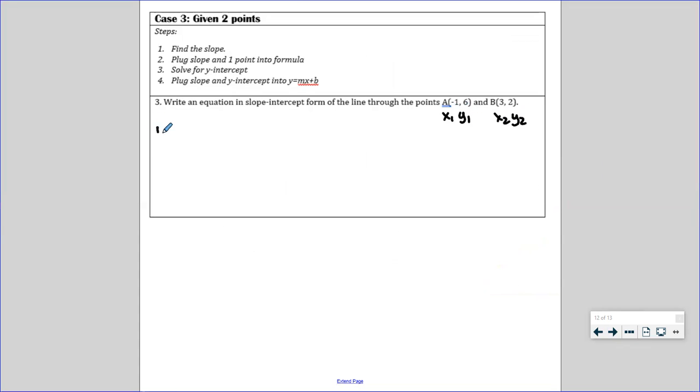I need to find the slope. Remember, slope is delta y over delta x. And so that means it's y2 minus y1, so 2 minus 6, and then over x2 minus x1, 3 minus -3. Simplify, get that, and then our slope is -1. Okay, so we got one of them.